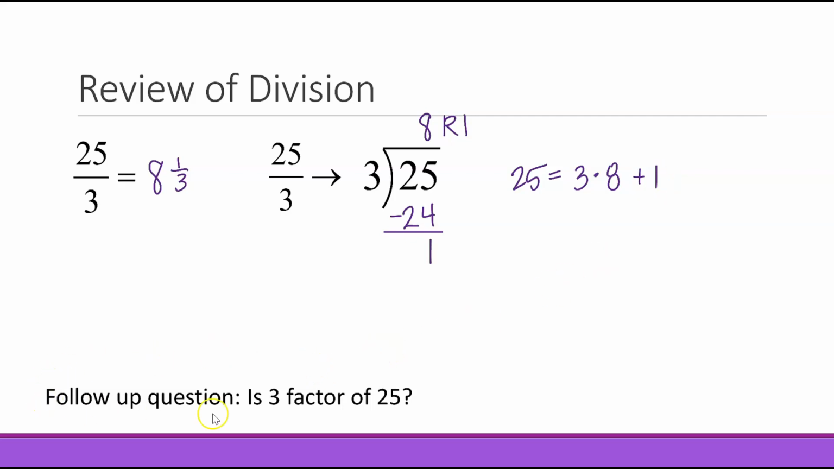There's a little follow-up question here. From this work above, can we say that 3 is a factor of 25? And the answer is no, 3 is not a factor of 25, because the remainder here isn't 0. In order to be a factor of a number, we want it to be one of the two numbers that we multiply to get the original number. But if there's an extra number I have to add on, if I have a remainder other than 0, then no, we do not have a factor of the original number.